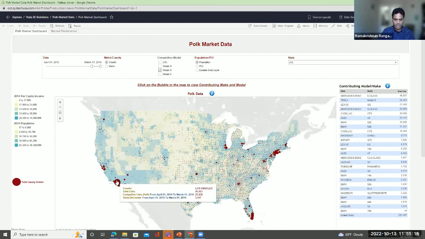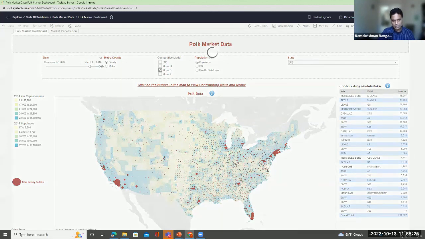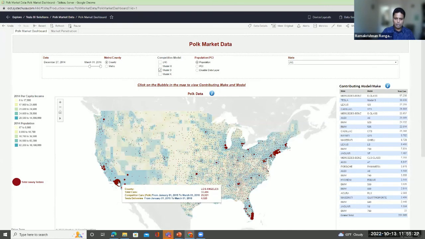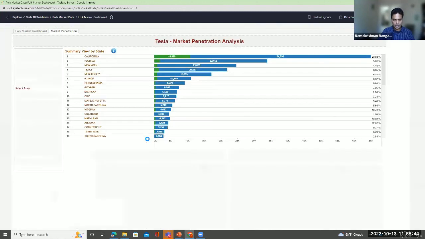What is the market trend here? As you can see, for the period December 27, 2014 to March 1st, 2016, a total of 33,000 cars were sold, out of which 4,000 were from this manufacturer, right? So this gives you the opportunities that we still have in that market. And another way to look at this opportunity is to look at it from a heat map perspective, right?